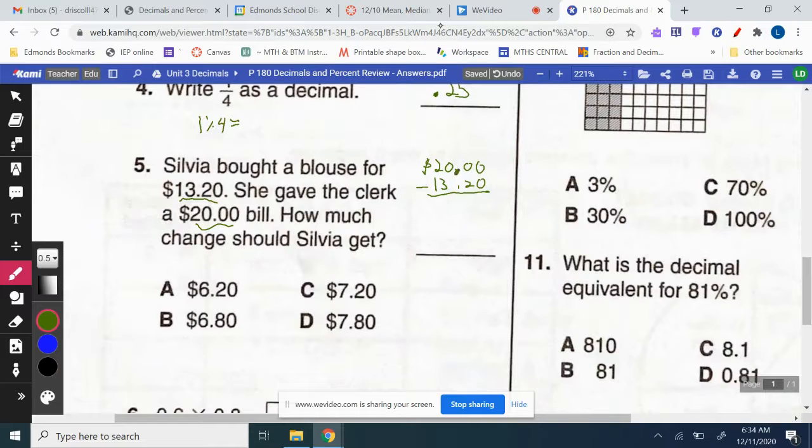Remember, when we do subtraction and addition with decimals, we line up our decimal. We can even drop our decimal. So 0 minus 0 is 0. Can't take 2 away from there or there. 20 becomes 19. 10 minus 2 is 8. 9 minus 3 is 6. And 1 minus 1 is 0. So it's $6.80. So the answer is B.